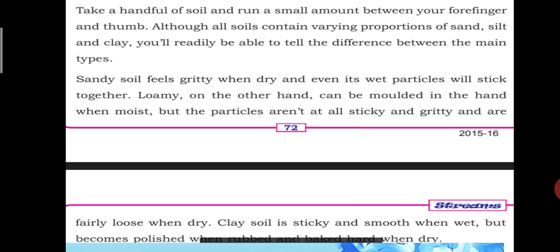Take a handful of soil and run a small amount between your forefinger and thumb. Although all soils contain varying proportions of sand, silt and clay, you will readily be able to tell the difference between the main types. Sandy soil feels gritty when dry and even its wet particles will stick together. Loamy, on the other hand, can be molded in the hand when moist, but the particles aren't at all sticky and gritty and are fairly loose when dry. Clay soil is sticky and smooth when wet, but becomes polished when rubbed and baked hard when dry.